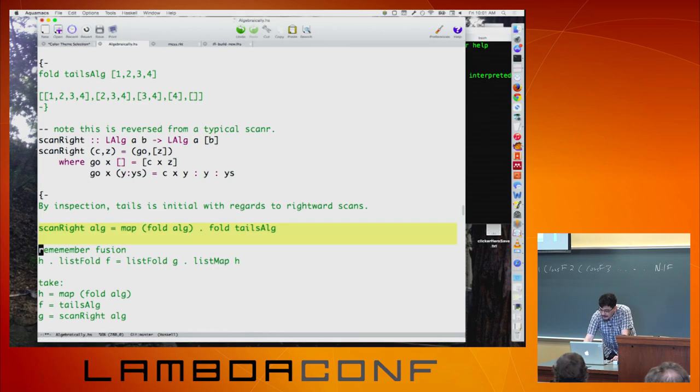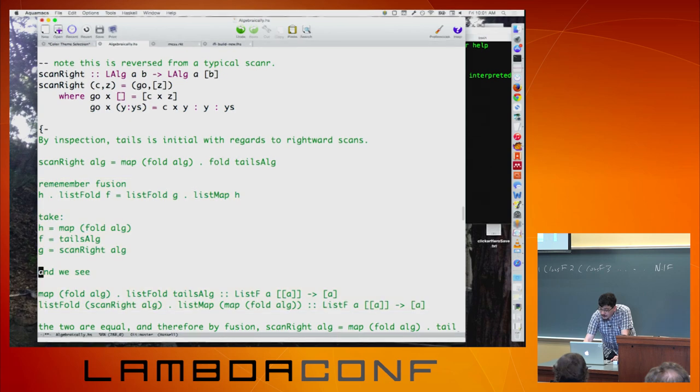And that's the theorem right there. And we use our fusion law to prove it. We take our fusion law, and we just substitute in map of the fold of the algebra for our H, tails algebra for the F, and scan right for the G.